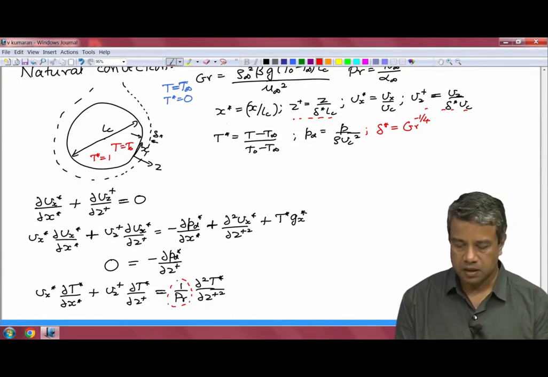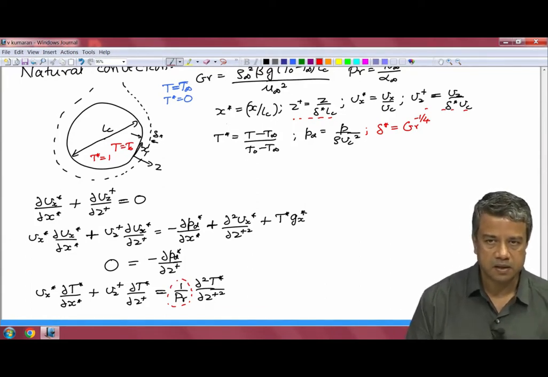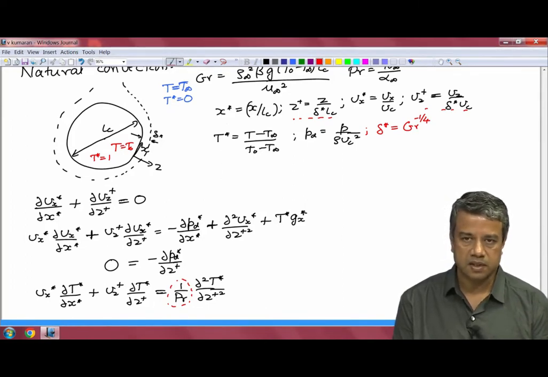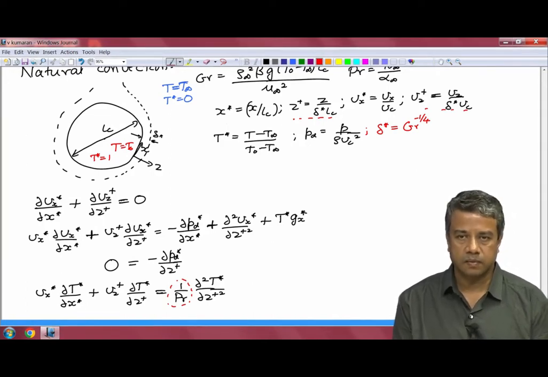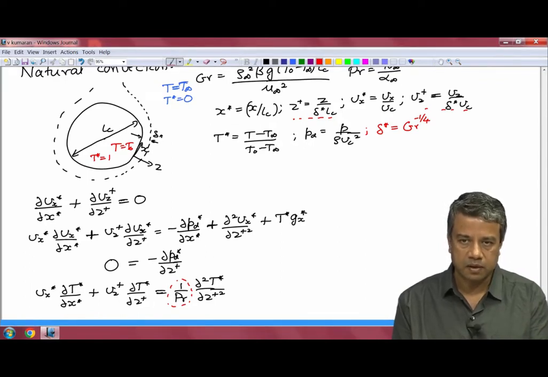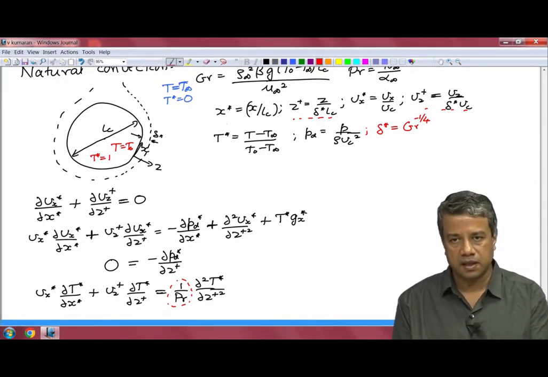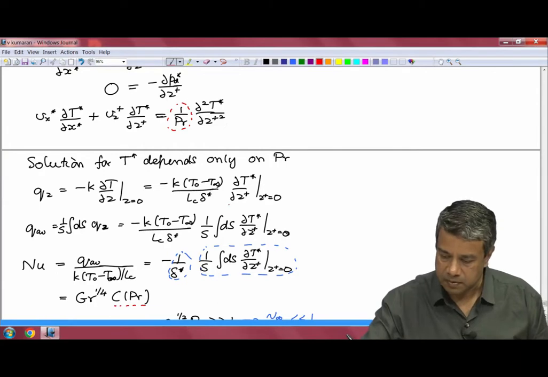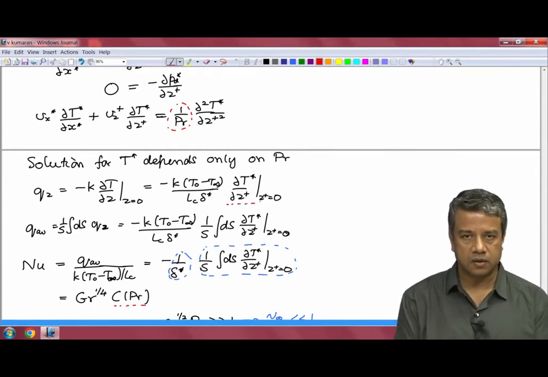The energy balance equation for the fluid temperature contains one parameter, the Prandtl number, and the boundary conditions are T star equal to 0 for z going to infinity far away from the surface, and T star equal to 1 at the surface. That again contains no parameters. Therefore, the solution for the temperature field can depend only upon the Prandtl number at a given location, locally.